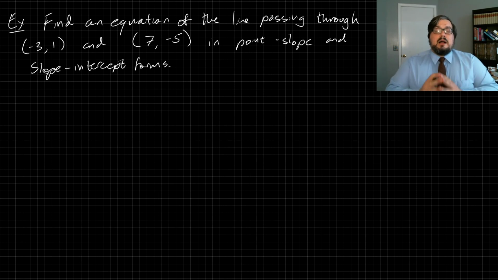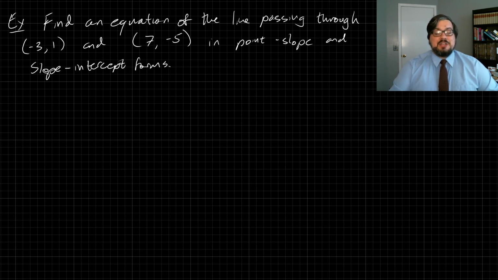So when you are given points, if none of the points that you're actually given are the y-intercept, you should usually start with the point slope form. It's a much easier equation to write down than any of the other ones that we work on. So let's focus on the point slope form first.